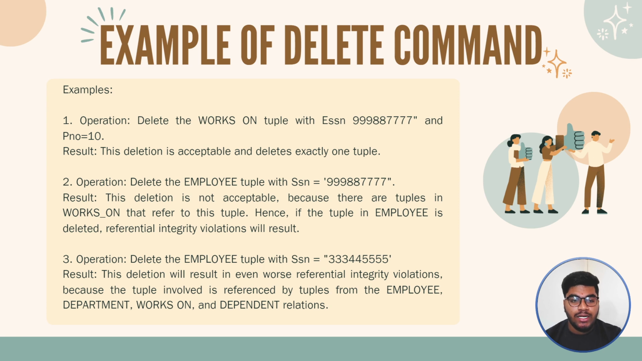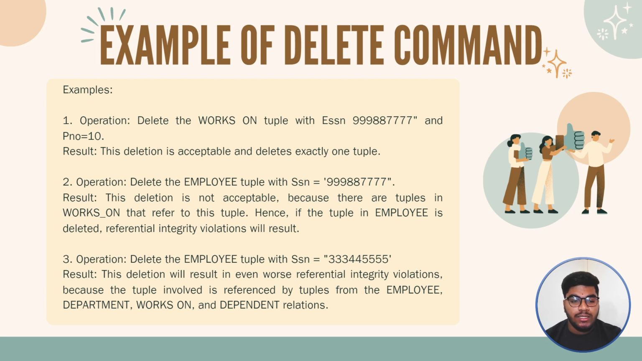Whereas in the second operation, the deletion is not acceptable because there are tuples in the works_on relation that refer to this tuple in the employee relation. Referential integrity violations will result, so the deletion process will not take place.